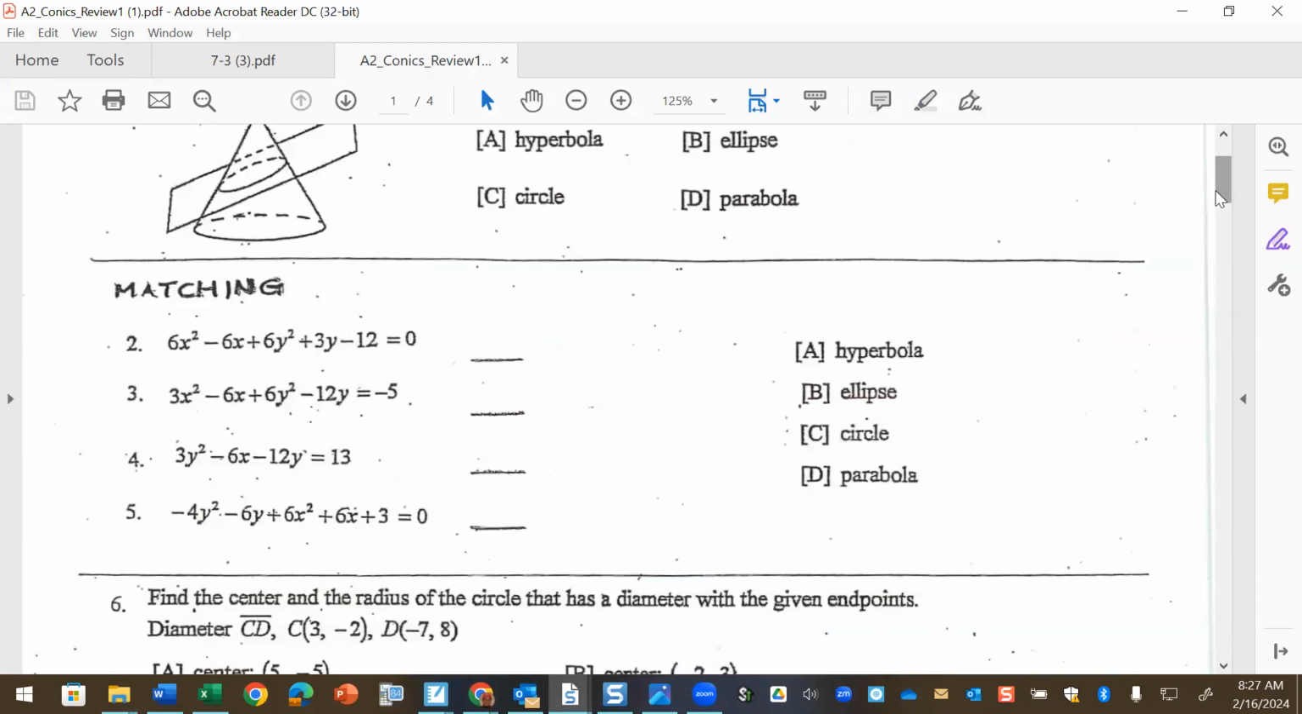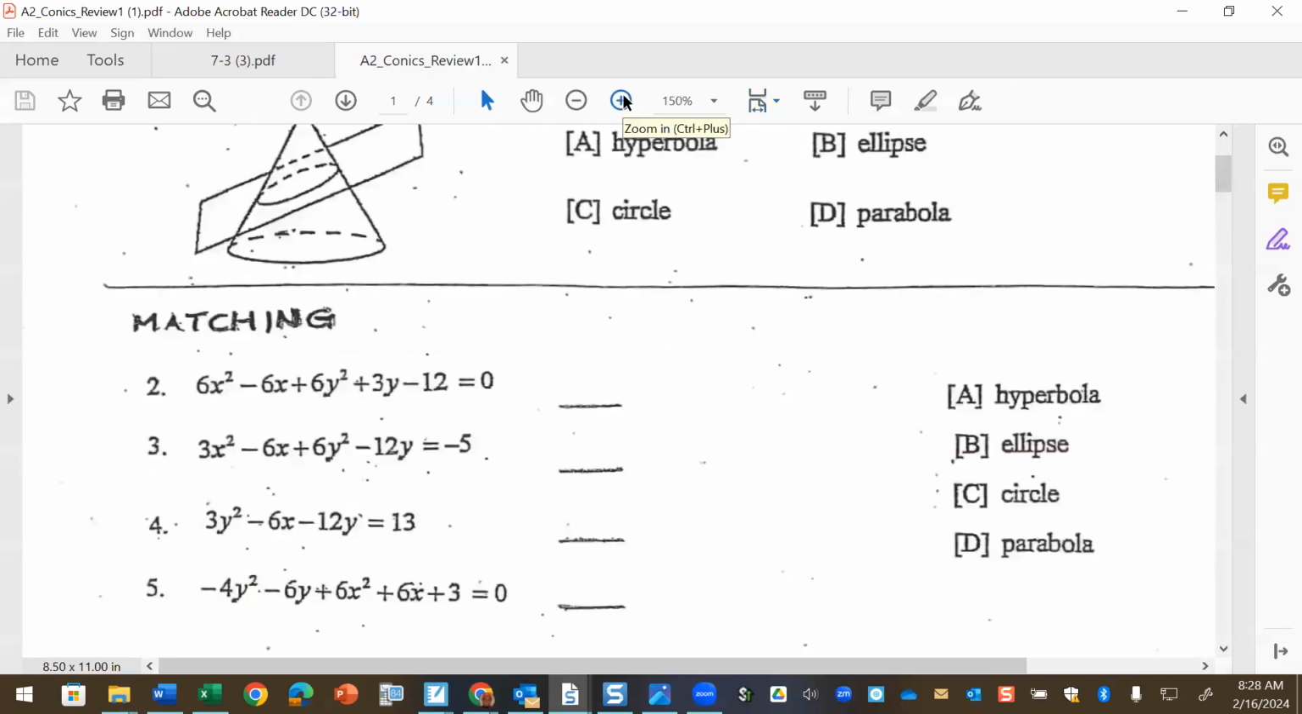And I want to start with the parabola. Which one did you think was the parabola? 2, 3, 4, or 5? Okay, you say 4 because 4 is the one that only has how many squares? 1. So that's the parabola right there. You are correct. You're on your way. Nobody should miss this.